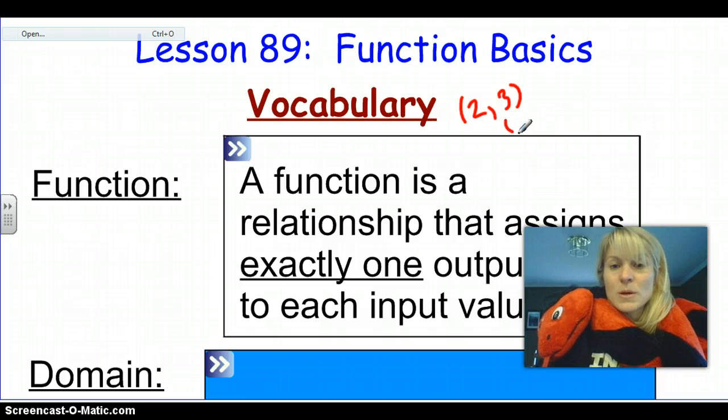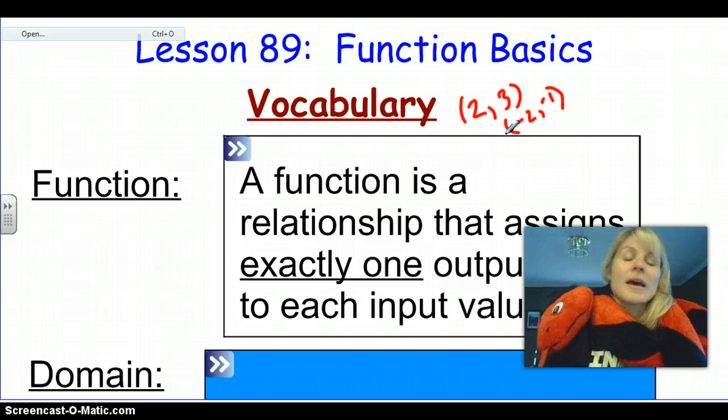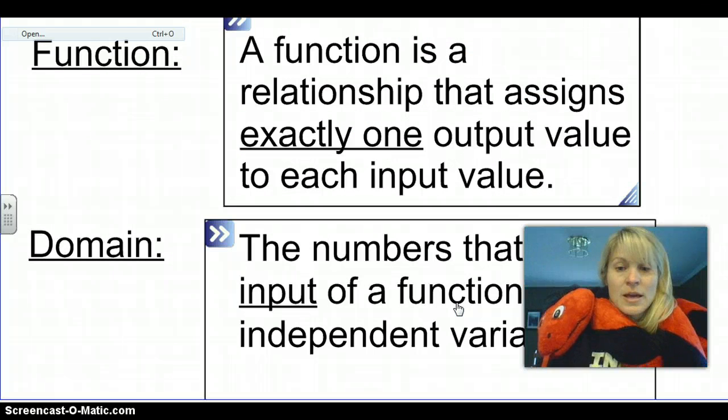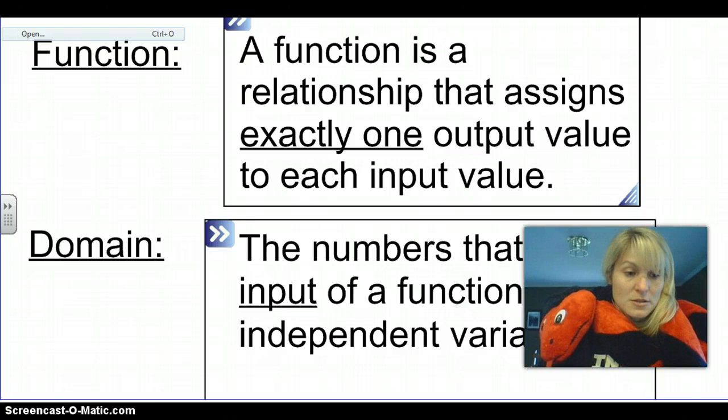However, when we have multiple values, we have to make sure that the x value is only using the 2 once. If this was a 2, it would not be a function. It'd just be a relation, okay? So we're looking at those x values. The x value is the domain, and if it's a function, the domain number cannot repeat, okay? So we've talked about domain a bit, and just a reminder, it's the numbers that are the input of the function. It's the independent variable. It's the x value, okay? And so that's just a little review.